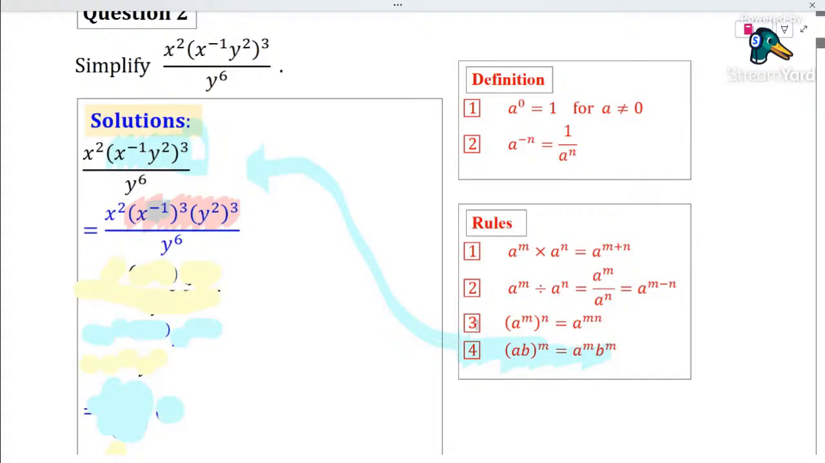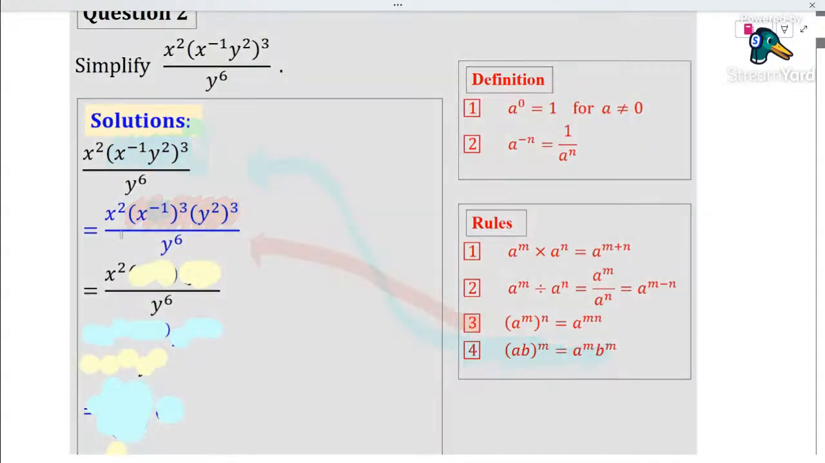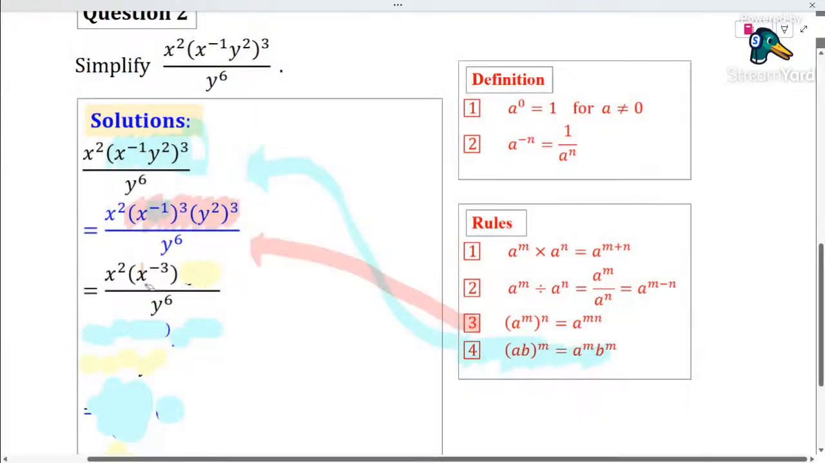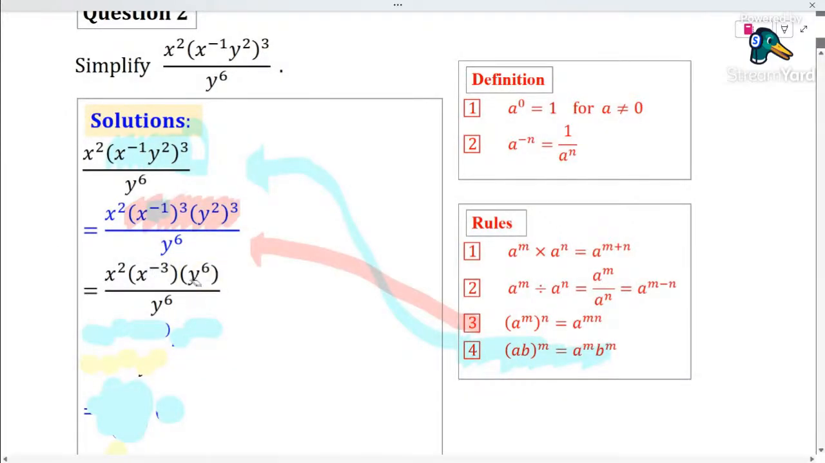Next, what we want to do is that we still focus on this part here I highlighted in red. And now I want to go for rule number 3. I expand the power inside. I expand further the power inside. And the rest of the part maintains the same. The x squared and y power of 6 is the same. The changes are on the part that I highlighted, and I will have the result now, x power of negative 3, y power of 6.